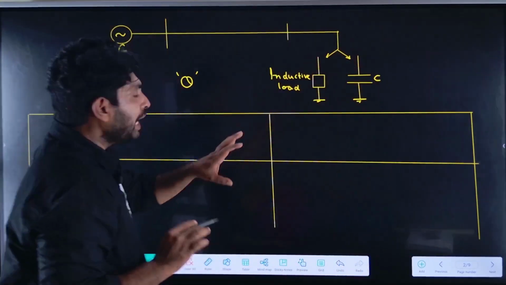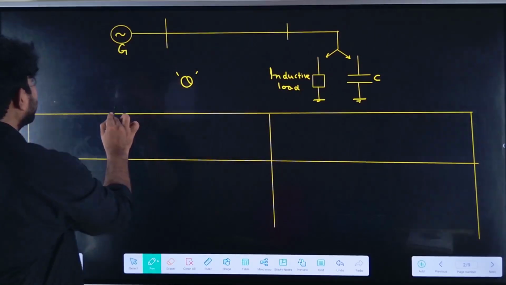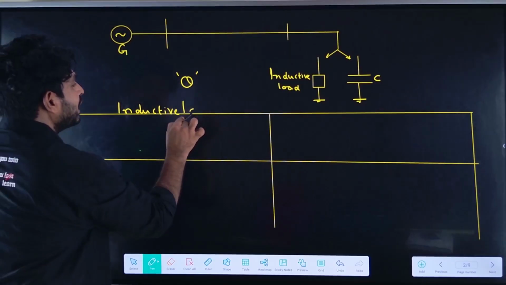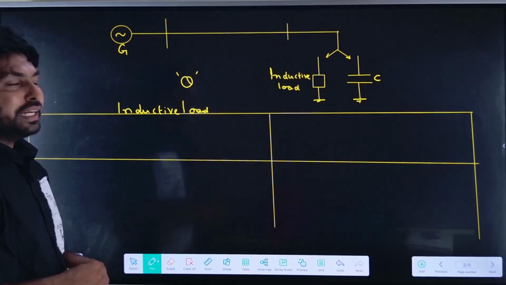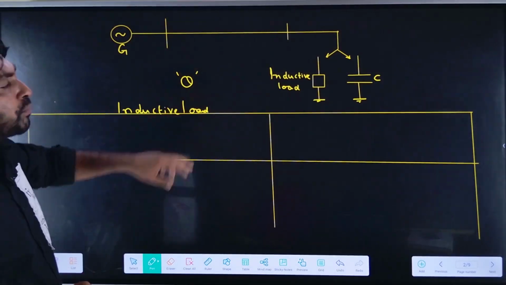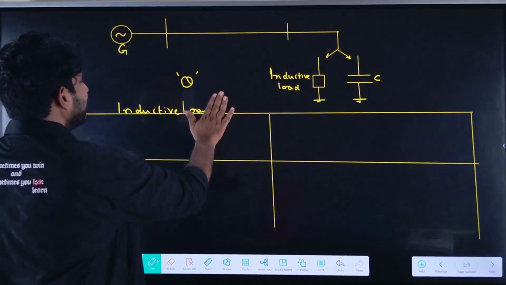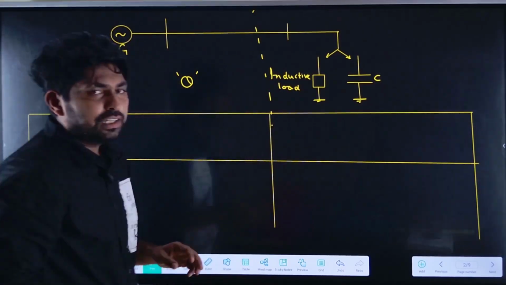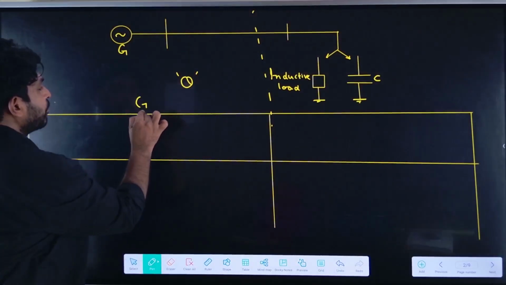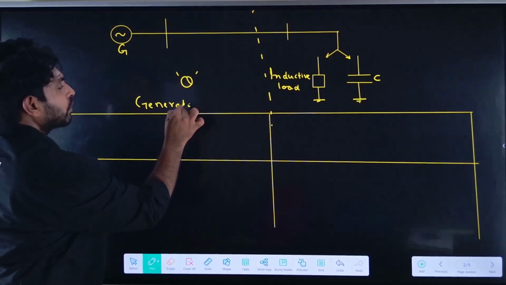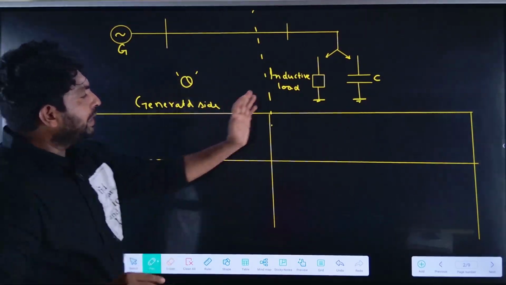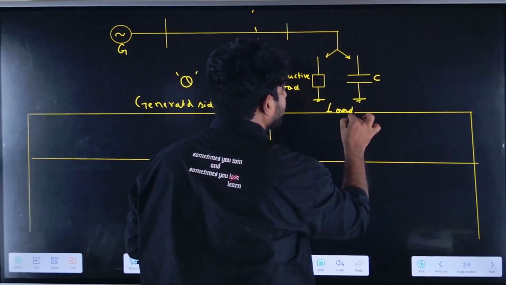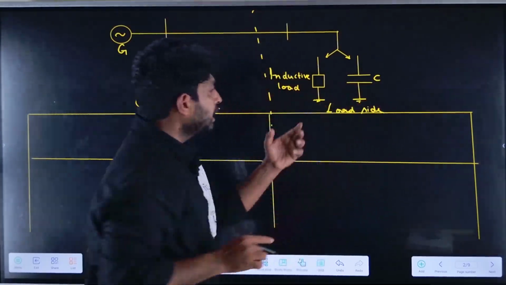For example, let me take it for the inductive load. This side I will take it for the inductive load. Otherwise, I will take it for the generator side. So this side is the generator side, refer to the generator side. And this side I will take it for the load side. Refer to the load side. Now let us take the load side.